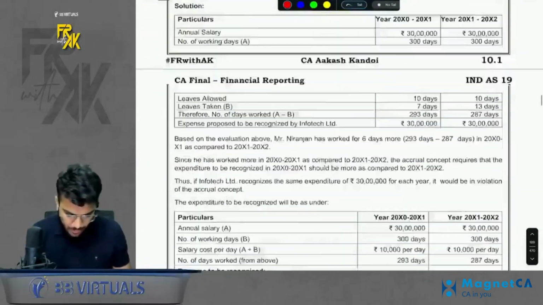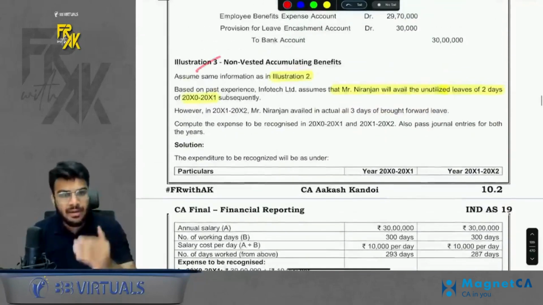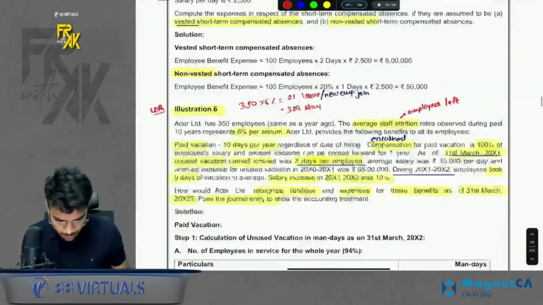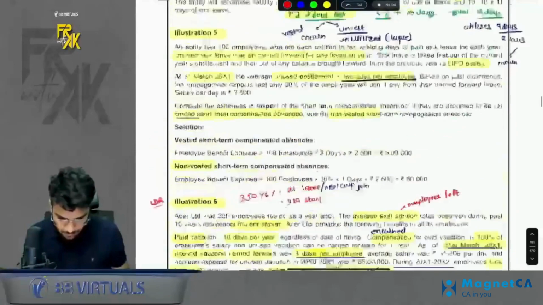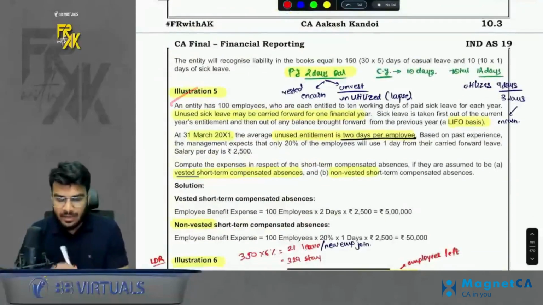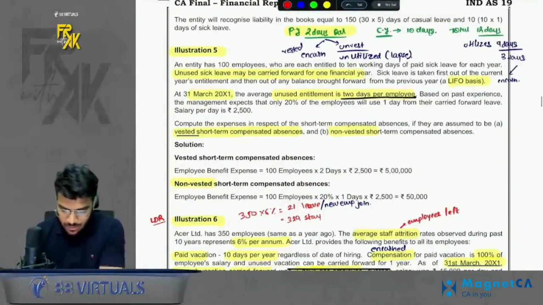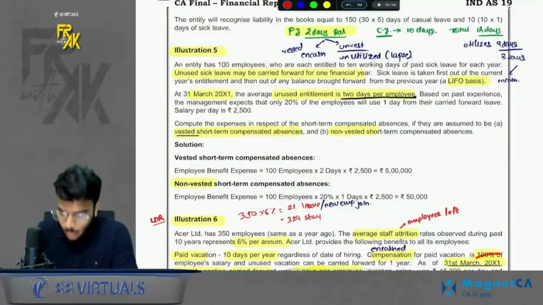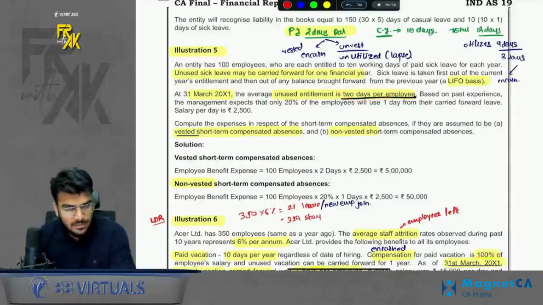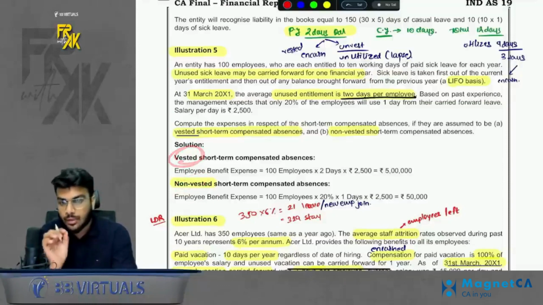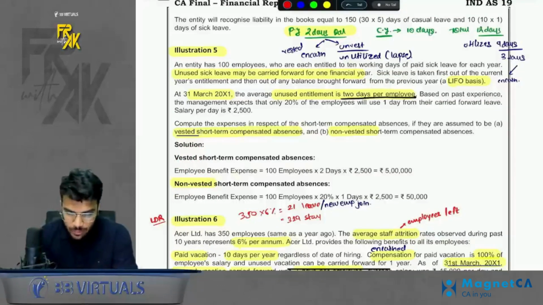So question number 2 and question number 3, you can just give it a read, it is very simple. Then let's come to question number 5, also just give a read. In 5, normally what is given here is we have 100 employees who have 2 days of unused leaves. Normally we create an expense and liability in the current year, but they can be of two types, vested or non-vested. Do remember, when it is vested, you will create the expense and liability on the full leaves, that is 100 employees into 2 days.